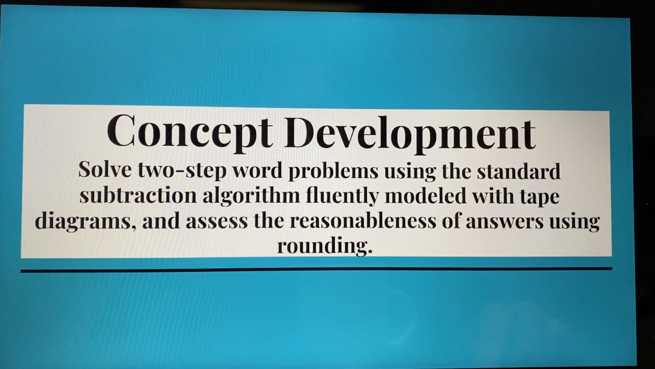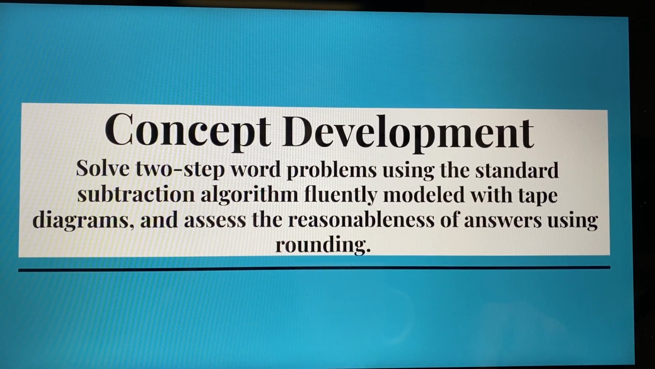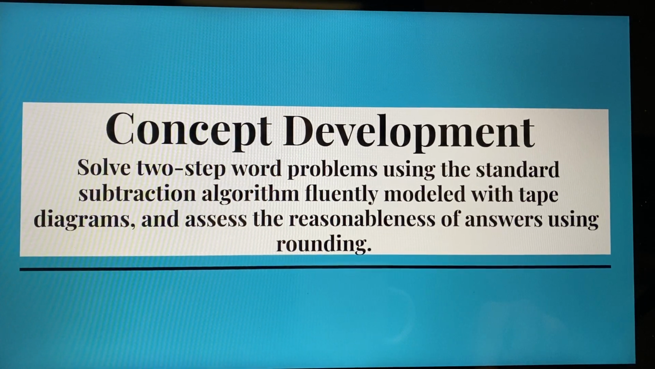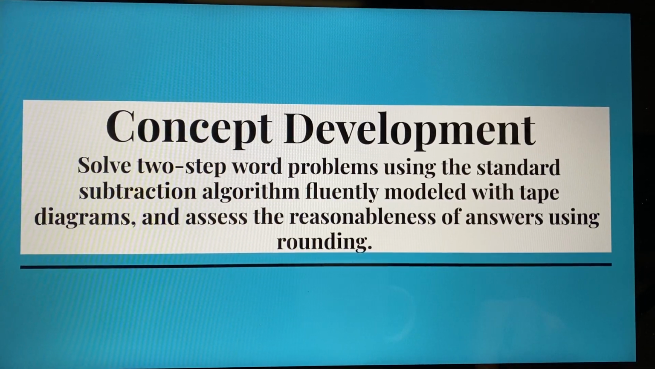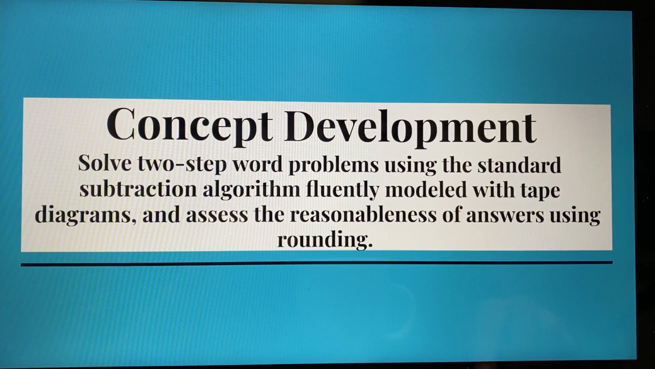All right, today we're going to solve two-step word problems using the standard subtraction algorithm, fluently modeled with tape diagrams, and assess the reasonableness of answers using rounding.